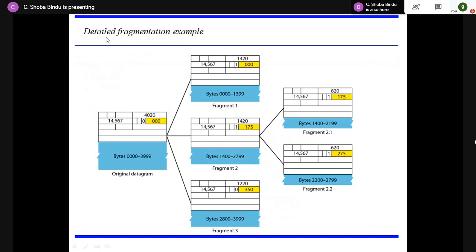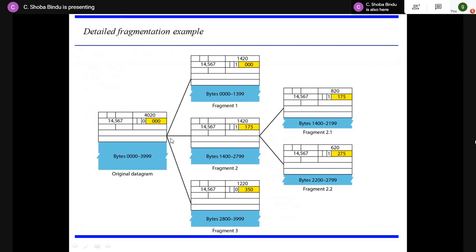Here is the detailed fragmentation example that we have. This is the identification number, followed by the flags. The most significant bit is not used, and the next is for do not fragment. That bit you are not considering here for fragmentation. You are considering only the more fragments bit. This more bit is 0, which indicates that this is the only fragment it has.